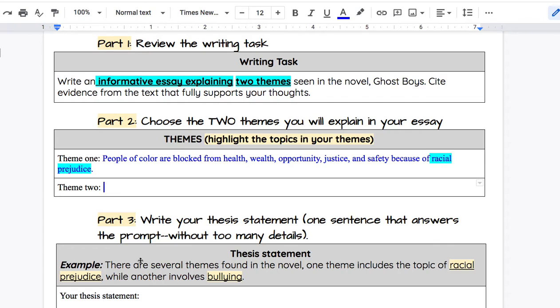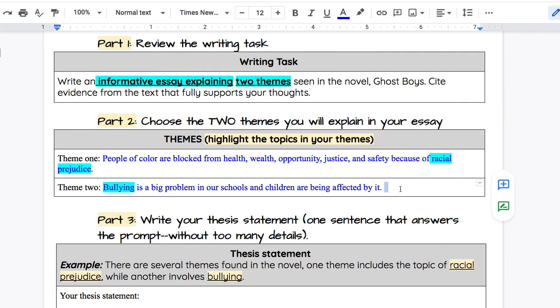The next theme that I want to include is the theme about bullying, right? Remember that topic? So the bullying one said, bullying is a big problem in our schools, and children are being affected by it. Okay, that is the next theme that I'm going to include in my essay. And the topic here is bullying, so I'm going to highlight that as well.